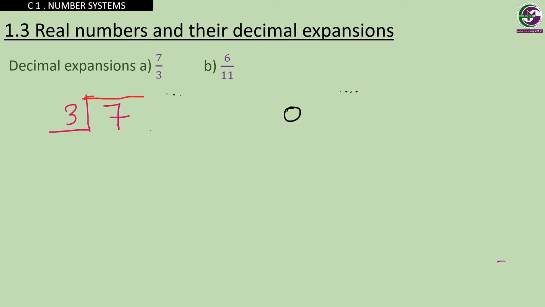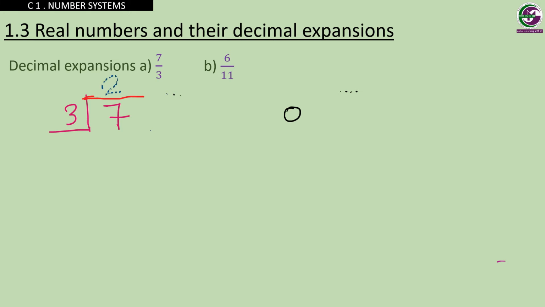7 by 3. Can you tell me what type of a fraction this is? Is it proper or improper? Good. It is an improper fraction because the numerator is larger than the denominator. And when you find the value using this division method, you have to write the denominator outside. So 3 will be outside and 7 will be inside. Always the numerator inside.